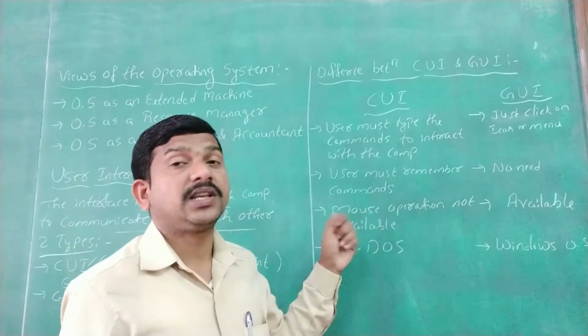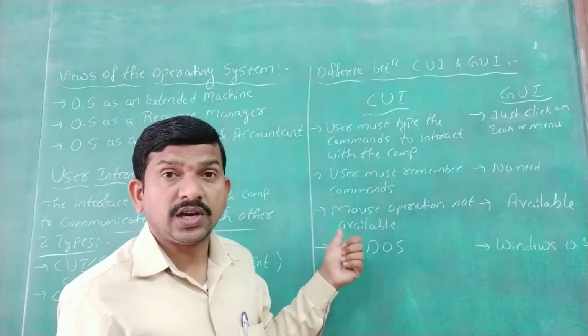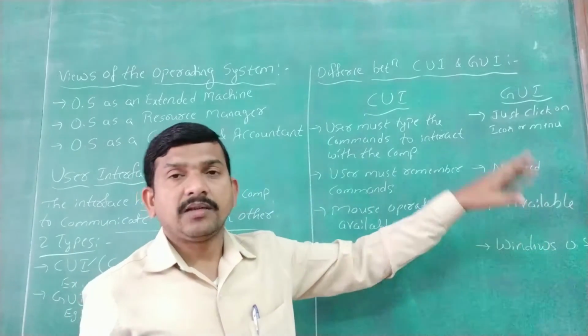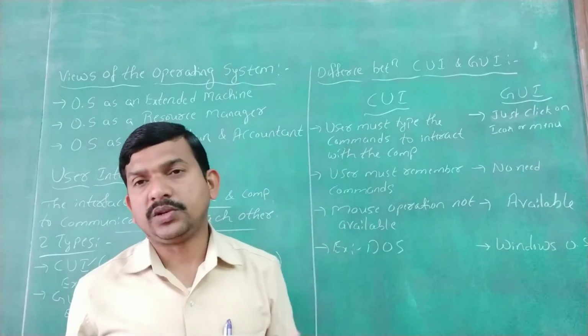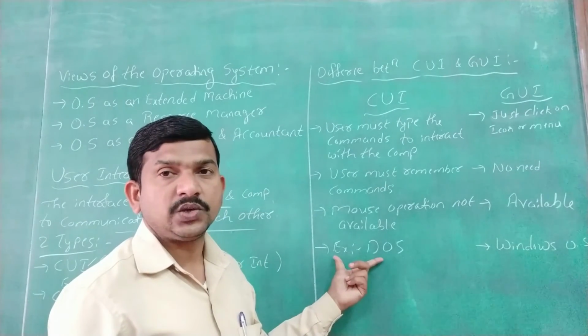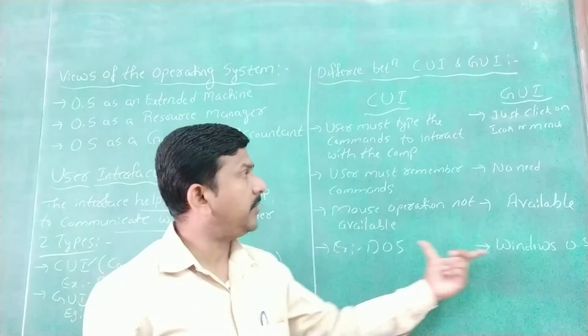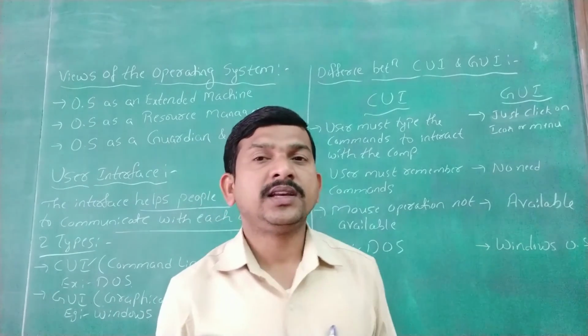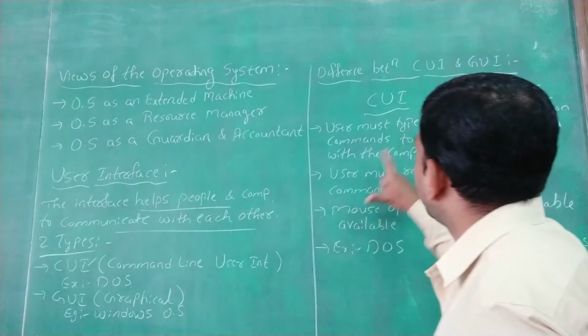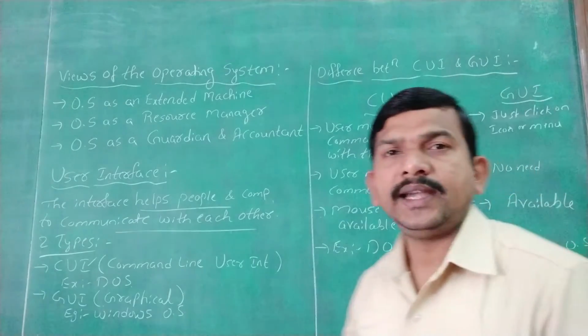So mouse operation not available. If you are using CUI, mouse ಕೆಲಸ ಮಾಡೋದೇ ಇಲ್ಲ, only keyboard. But here mouse as well as keyboard both it will work. And the last one is the example for CUI is DOS operating system, and for GUI it is any Windows operating system. So these are the some difference between CUI and GUI.